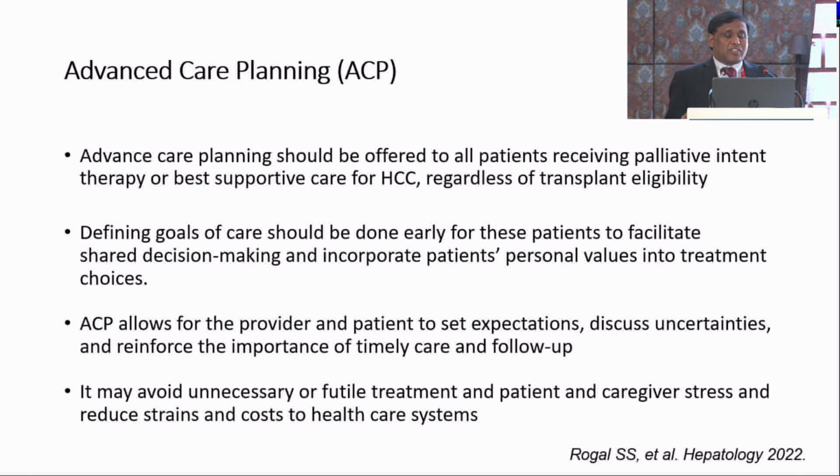So what about advanced care planning? This is a very important issue. We need to involve the patient and the family to discuss the course, because it's a terminal disease, and they need to know better, and they need to know at some point when it's futile and when we need to go to more aggressive treatment.